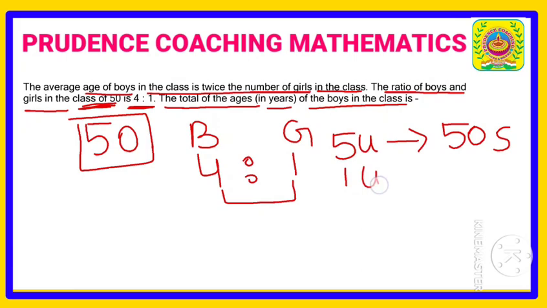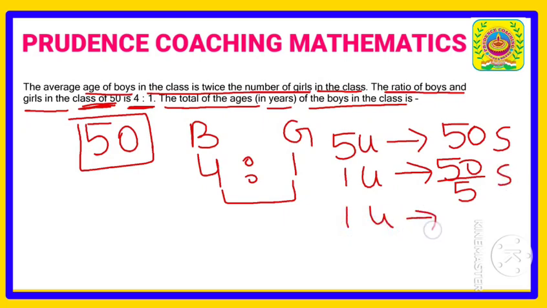So you can find out the value of 1 unit, that will be equal to 50 divided by this 5 which was in the ratio. So 1 unit is equal to 10 students. Here 4 represents the number of boys in the ratio, that is 4 units. So 1 unit is 10 students, so 4 units will be 4 multiplied by 10. You are getting 40 boys in the class.